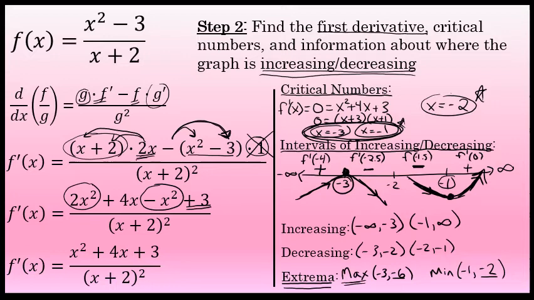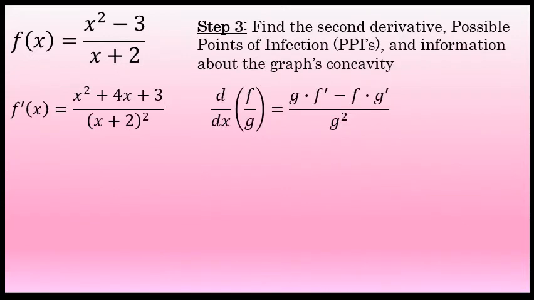Now that I've found all the information about where the graph is increasing and decreasing, I'll move on to step 3. There's more calculus in step 3. I have to find the second derivative. The second derivative will give me all the information I need about the graph's concavity, not where it's increasing and decreasing, but where the graph is concave up and where it's concave down.